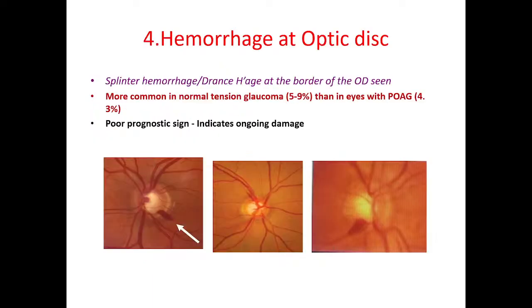Next I told you about hemorrhage, the fourth sign: hemorrhage at the disc. Can you see this splinter hemorrhage at the disc? This is the hemorrhage at the disc. This is called a trans hemorrhage, which is seen at the border of the optic disc.